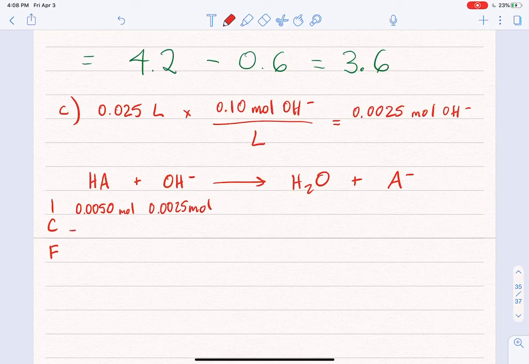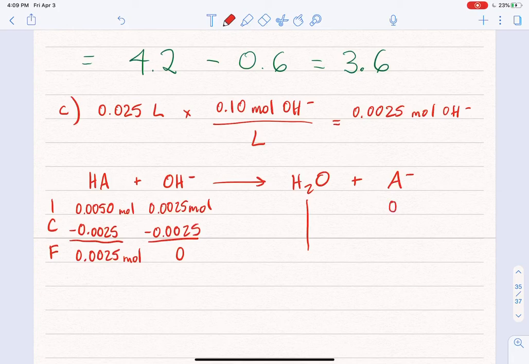Now you can see that this number is still bigger than this number. That means that I have enough benzoic acid to consume all of the added hydroxide. And effectively here, I'm cutting my number of moles of benzoic acid in half. All of the hydroxide gets consumed, so I don't have any of it left. Water, I don't care about it, because it doesn't influence the pH of the solution. And the benzoate now is going to be increased by 0.0025 moles. So I'm going to end up with 0.0025 moles of the conjugate base.